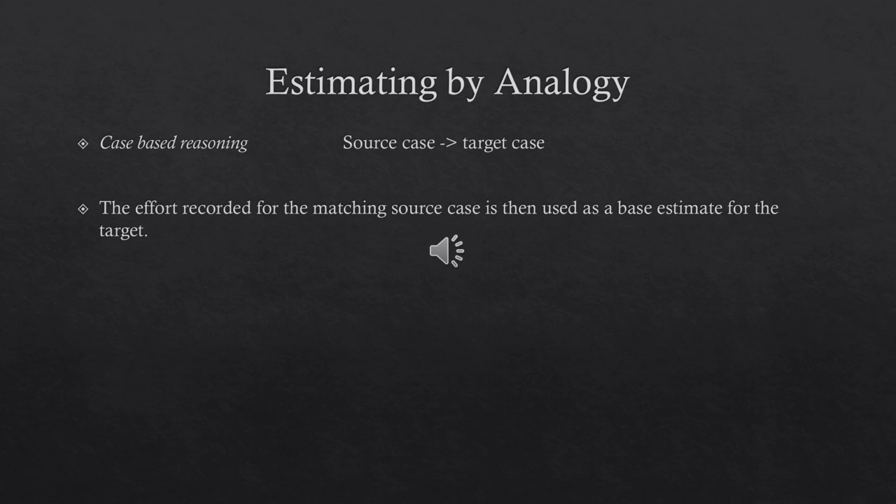Then we are moving to the next estimation strategy. The next approach is known as estimating by analogy. This is also called case-based reasoning. Here I am showing two different cases. By reasoning on these cases, an estimation is prepared. Two cases means a source case and a target case.